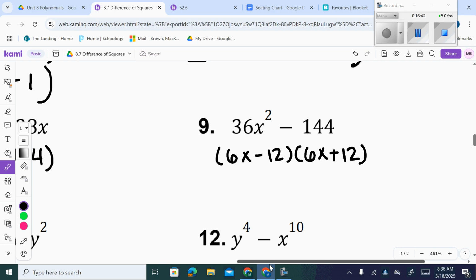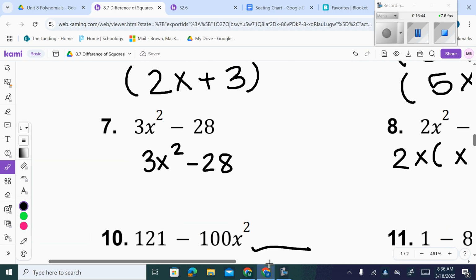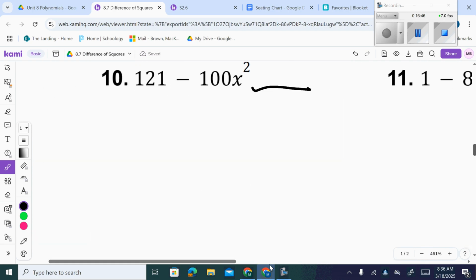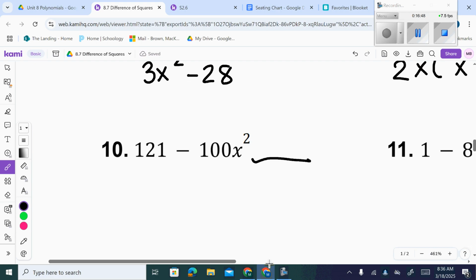Alright, we got 3 more, then we'll be done with notes. Alright, 10. Any guesses? Actually, I want you to do 10 in your group. Don't yell. Alright, Landon, what'd you get on 10? 11x minus 10x? No, 11. Hold up. Oh, 11 minus 10x to the second. Well, I didn't write that right. Wait. It's 11 minus 10.